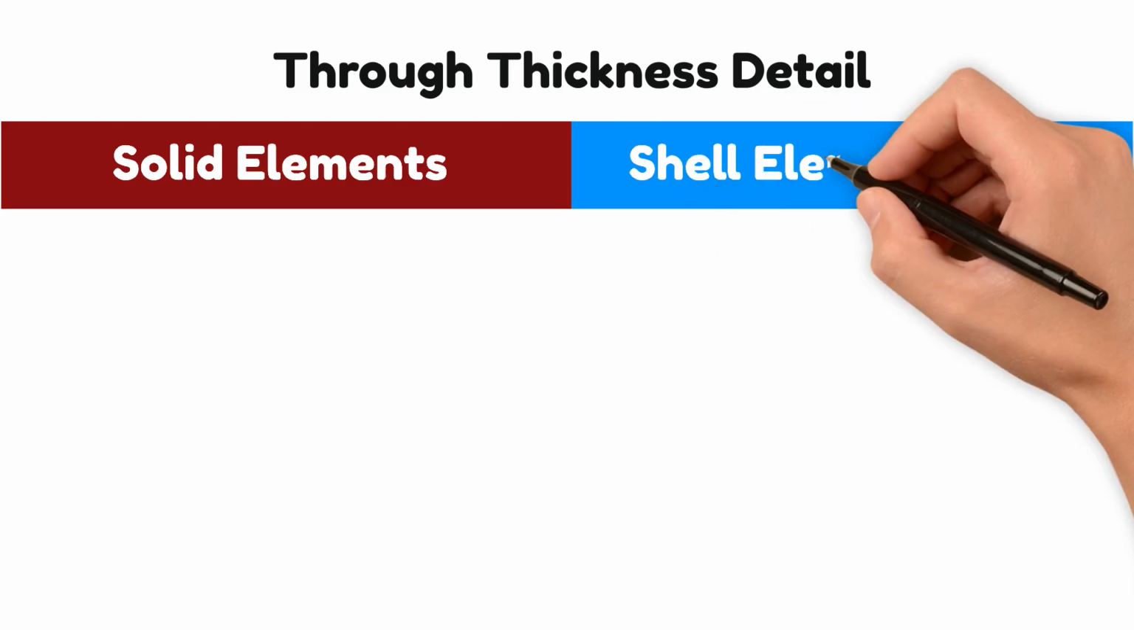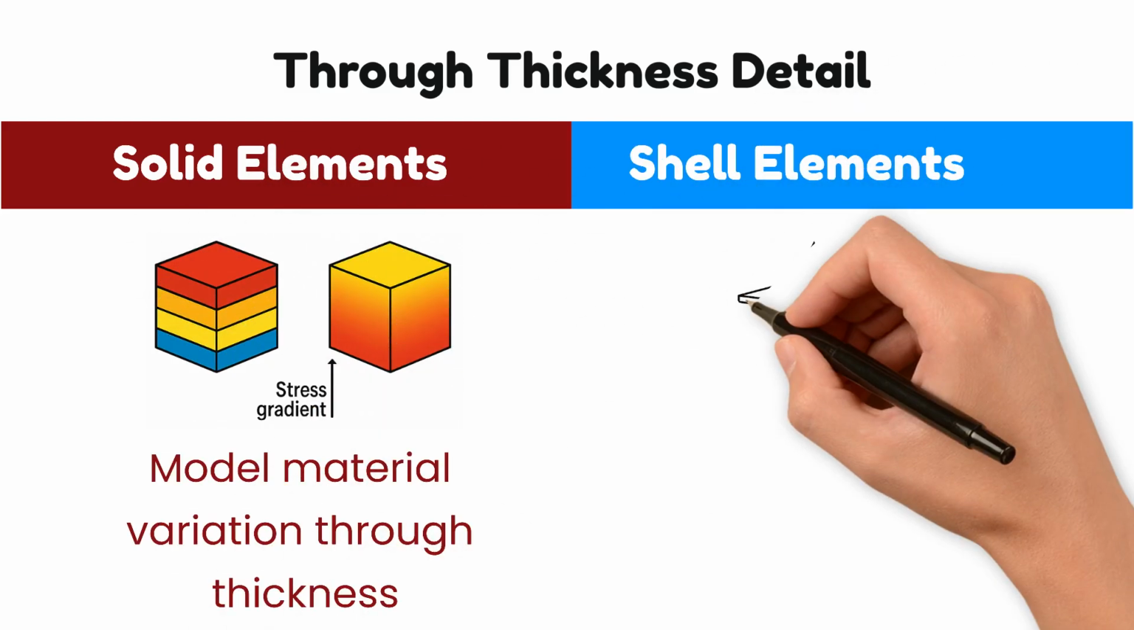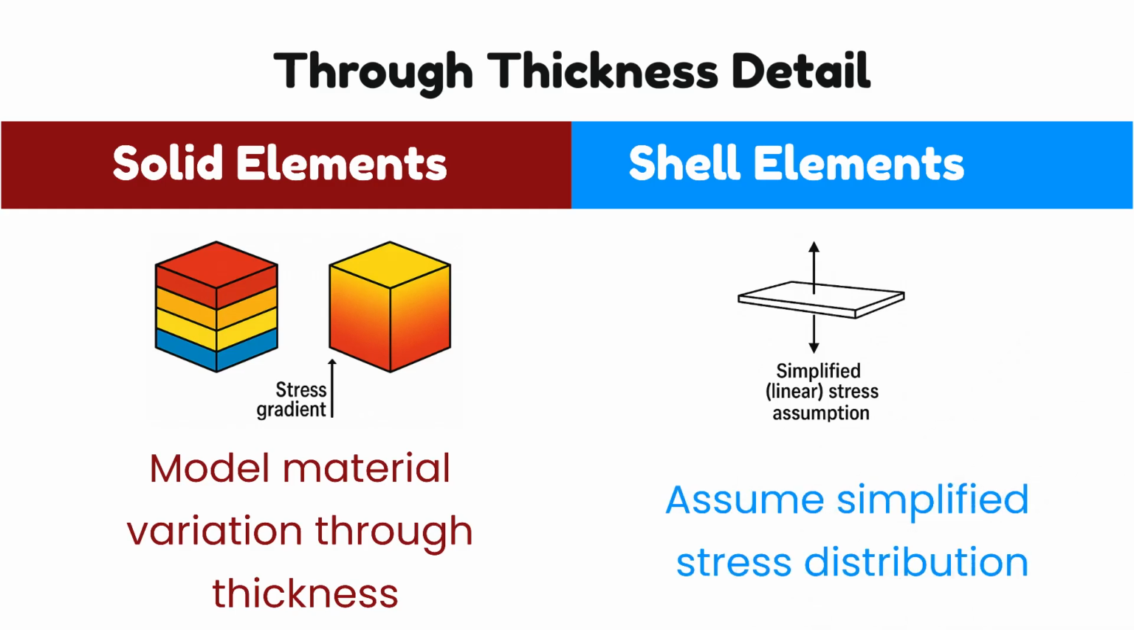Now, let's see what happens inside that thickness. Solid elements can capture stress changes through the entire depth. You can see the stress gradient from the top to the bottom. That's why they are great when you expect non-uniform stresses like bending, contact, or layered materials. Shell elements work differently. They assume a simplified, often linear, stress variation across the thickness. This works well for thin parts where stress doesn't change much through the depth.